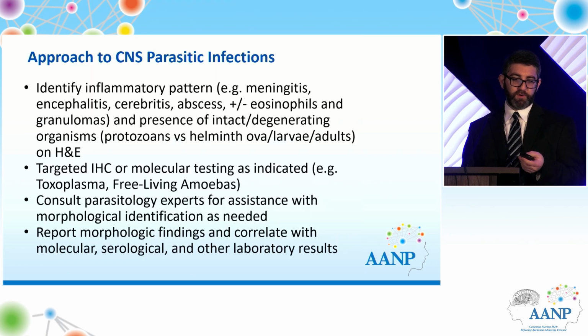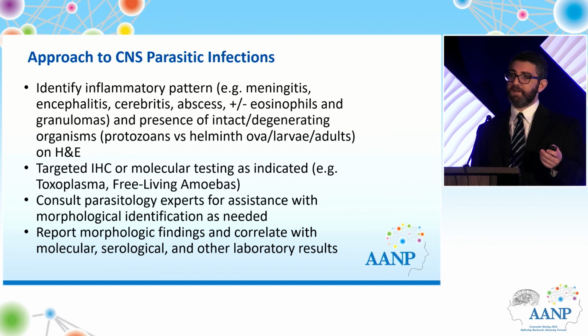And then our approach to parasitic infections, again, is to look at the inflammatory pattern. If you see granulomatous inflammation, eosinophils, you need to be thinking parasites. If you don't see anything, do lots of levels because they might show up eventually. And these are all morphologic diagnoses. You want to look at the organism, see if you have a protozoan or a helminth, and whether it's eggs, larvae, adults, and go from there with the diagnostic features.